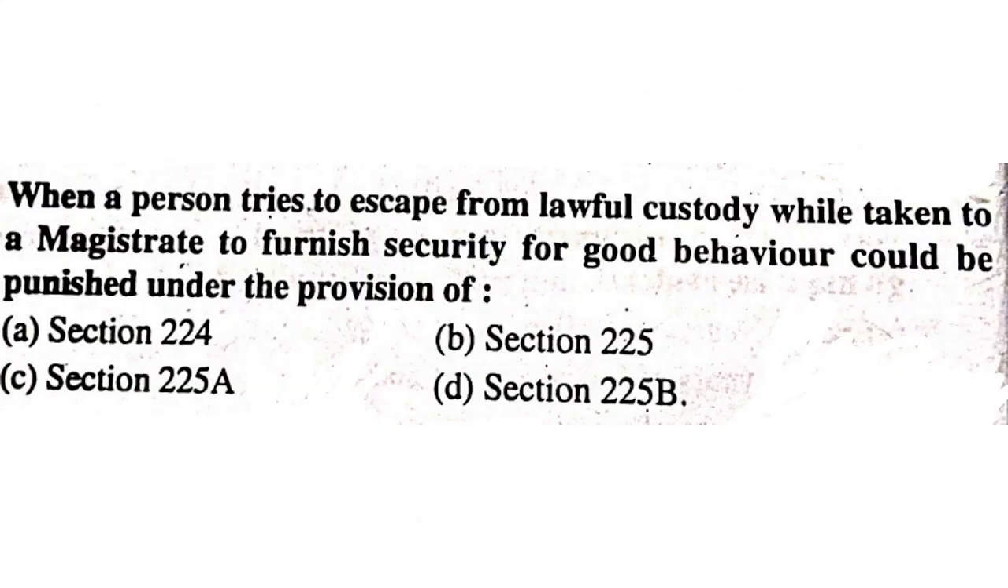When a person tries to escape from lawful custody while being taken to a magistrate to furnish security for good behavior, he would be punished under the provision of Section 224, 225, 225A or 225B. It is under Section 225B. 225 is resistance or obstruction to lawful apprehension of another person. A person who tries to escape from lawful custody is punishable under Section 225B.